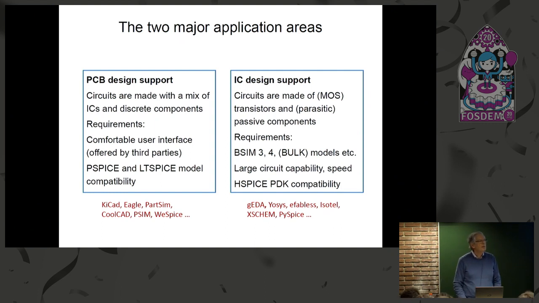On the other hand, we have the capability of doing IC design support. Mostly today, ICs are made of MOS devices, and you have many of them. You would have some parasitic devices as well, of course, resistors and capacitors that are included in your circuit. There we need compatibility with existing device models, Berkeley models, BSIM3 and 4, and maybe BSIMBulk and others. And we have to have large circuit capability, a few thousands or even tens of thousands of transistors. Therefore, we need a certain simulation speed.